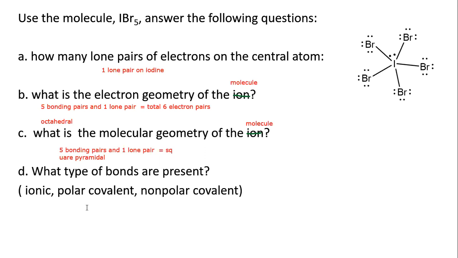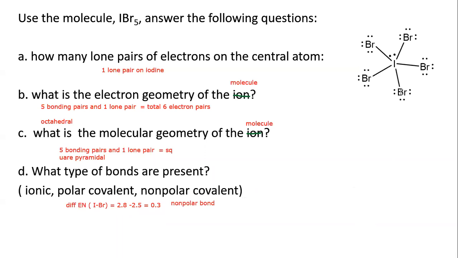Now, what types of bonds are present? Again, you have to look at the difference in electronegativity. We're going to look at the difference between iodine and bromine. So bromine is 2.8, iodine is 2.5. This would have an electronegativity difference of 0.3. So the iodine-bromine bond is a nonpolar bond.